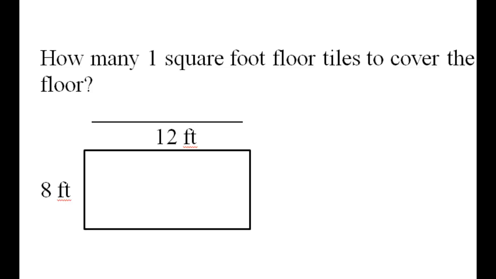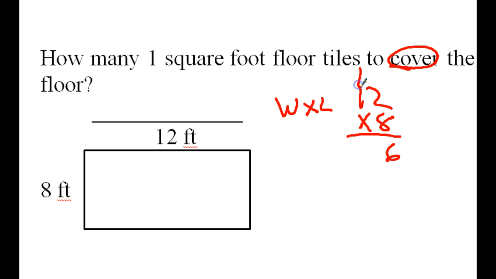Stop there. How many 1 square foot tiles to cover the floor here? Well, is this an area or perimeter problem? Covering, which tells me it's area. Area of a rectangle is width times length. So 12 times 8 is 96 square feet. But the question asks me how many 1 square foot floor tiles. Since they're exactly 1 square foot and I need 96 square feet, I just need 96 tiles.